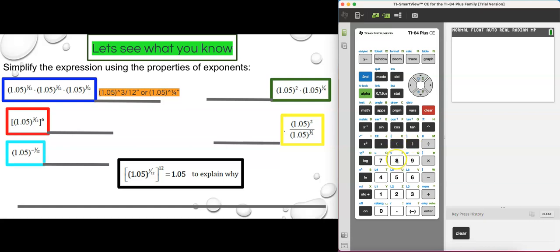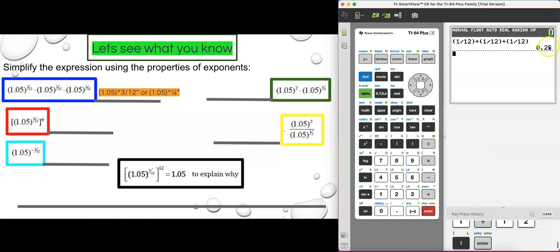Alright, so what I'm going to do, I need to put the first fraction in. So I open parentheses and I put 1 divided by 12. Close my parentheses, and I got to add that to another open parentheses 1 divided by 12. Okay, because that's the fraction. And then I got to add that to another open parentheses 1 divided by 12, close parentheses. And then I hit enter in my calculator. And as you can see, I get 0.25.